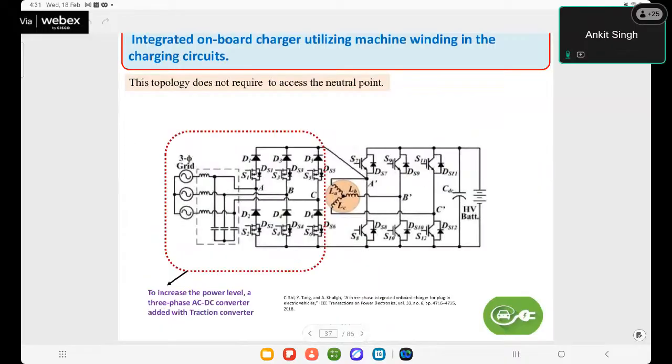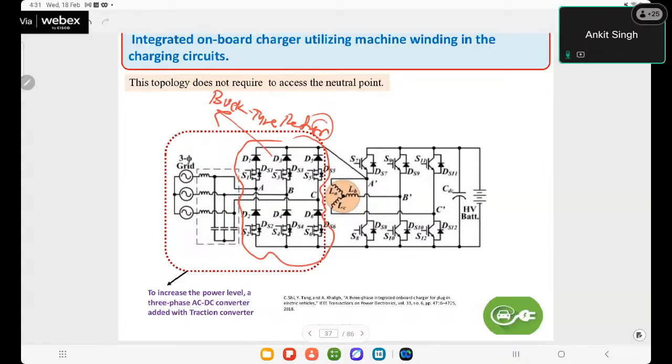In a previous slide I have shown the same type of converter, only at the grid input side the three phase grid is used. This is the buck type rectifier.